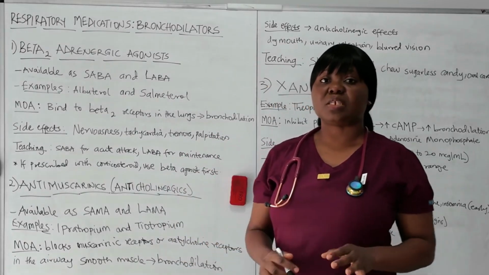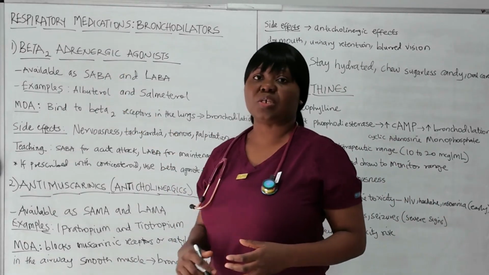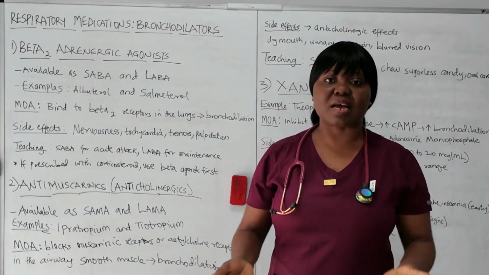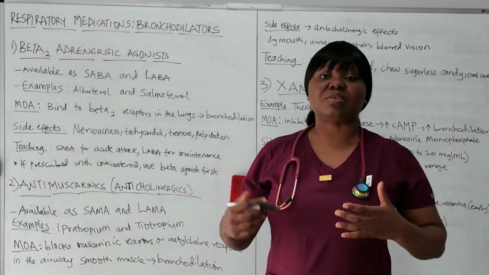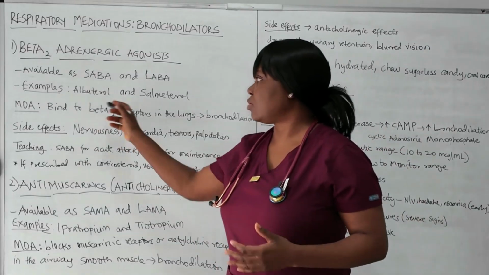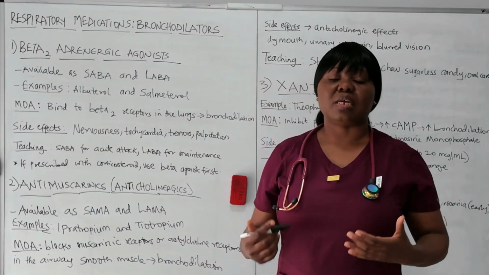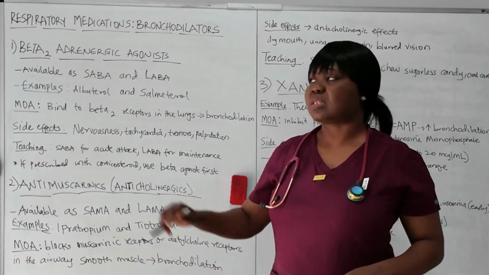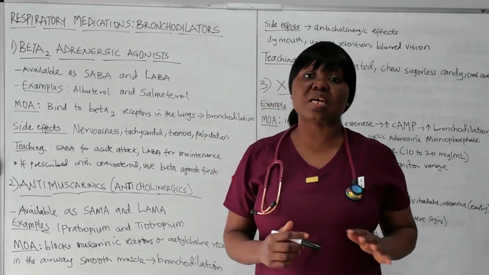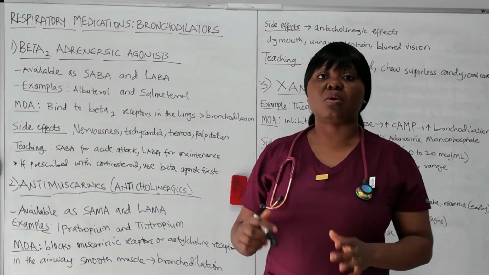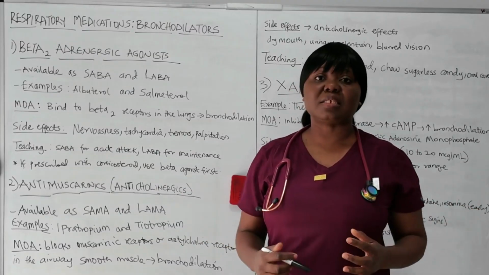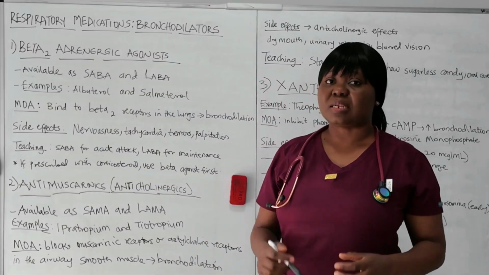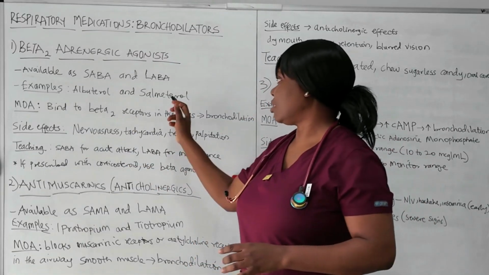Now, the first class of medication we'll be looking at is the beta-2 adrenergic agonist. So when you hear agonist, it means it's promoting or enhancing something. So when we say beta-2 adrenergic agonist, the essence is to bind to beta-2 receptors in the lungs, and that will help to promote or enhance bronchodilation. Now, this class of medication is available as both short-acting beta agonists and long-acting beta agonists. An example of a short-acting beta agonist is albuterol, and an example of a long-acting beta agonist is salmeterol.